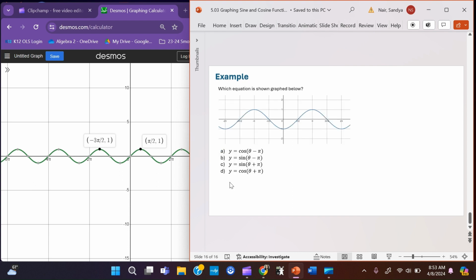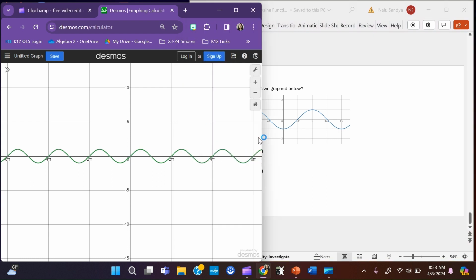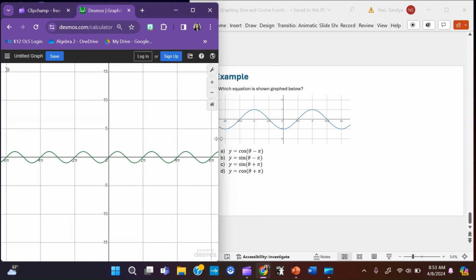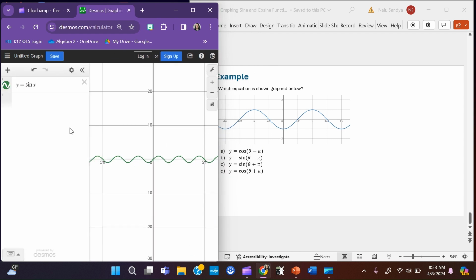Okay, so here it says which equation is shown graphed below. So this is actually a transformations question, but I don't want to get into too many details on transformations. I just want to show you how you can solve this using Desmos. If you want to get into more details, I have a linked textbook chapter that you can read and get more details about it. The best way to do this problem, honestly, is to go ahead and use Desmos to help you out.